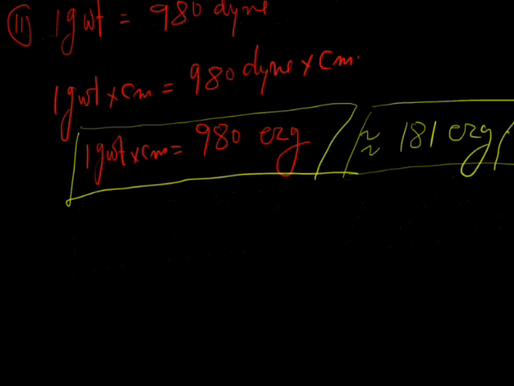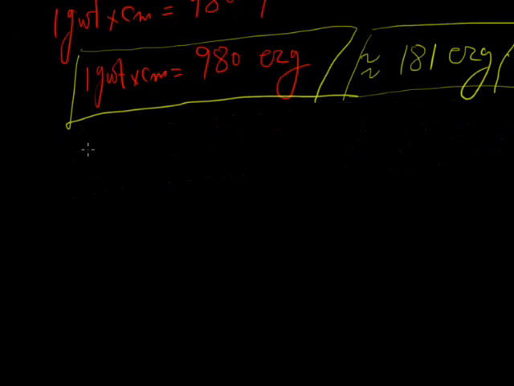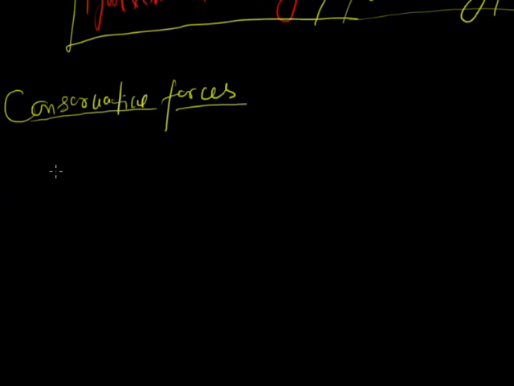Now come to the conservative and non-conservative forces. There are three definitions of conservative forces. First of all, the conservative force is that force by which the work done depends on the initial position and final position, not on the length of the path. Then that force is called the conservative force.